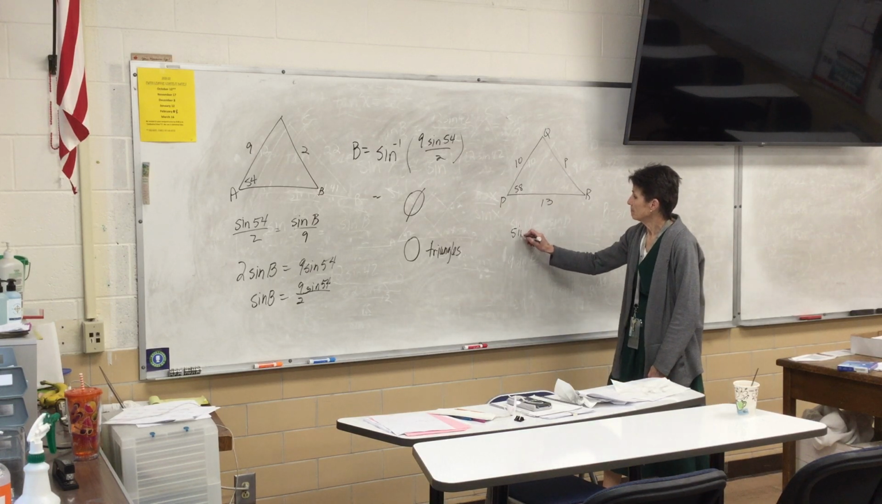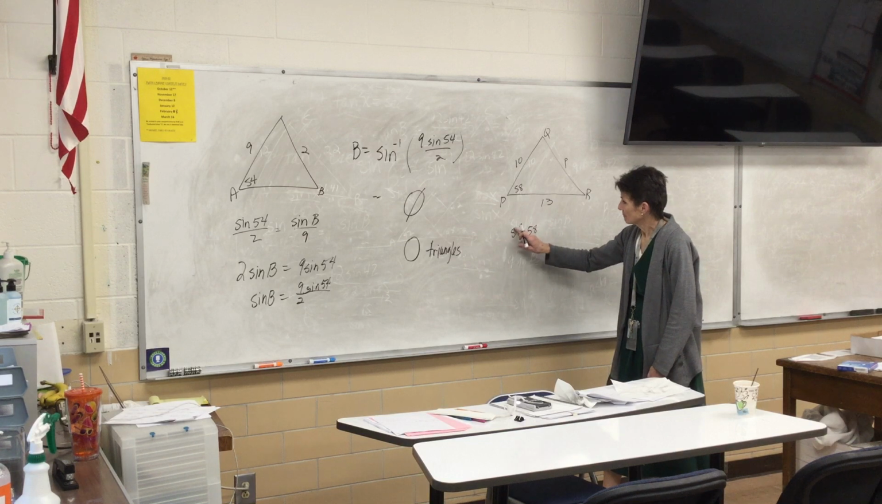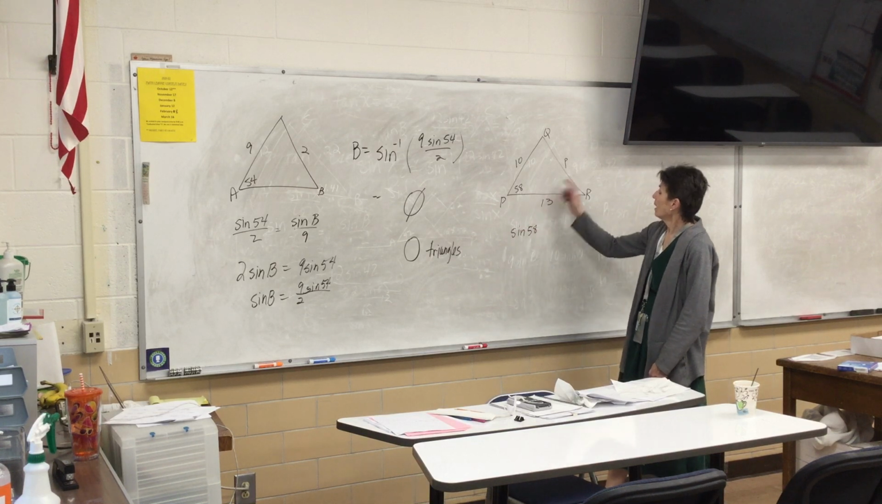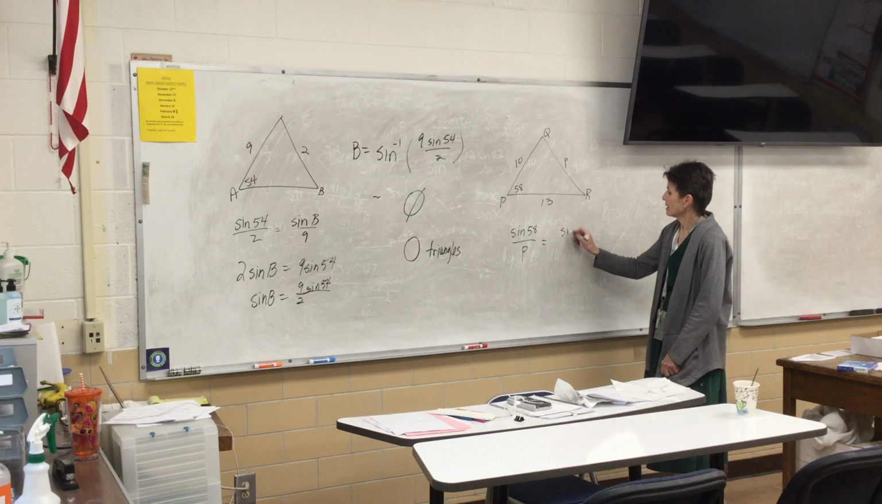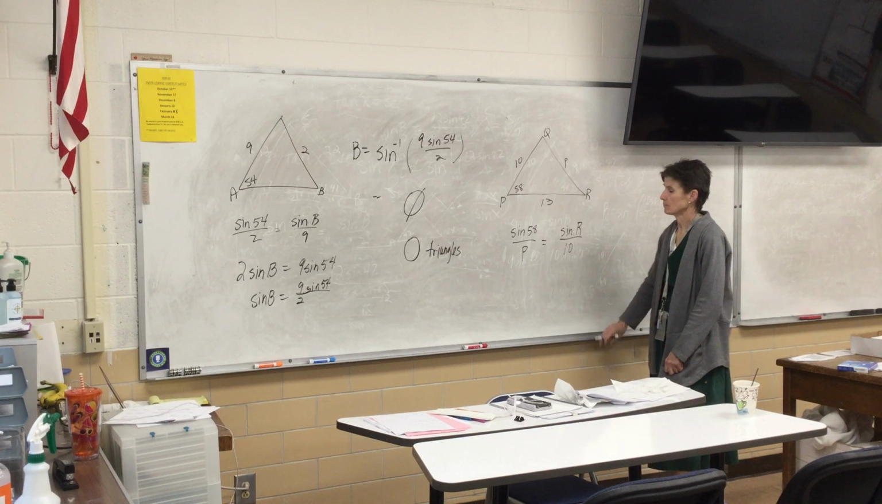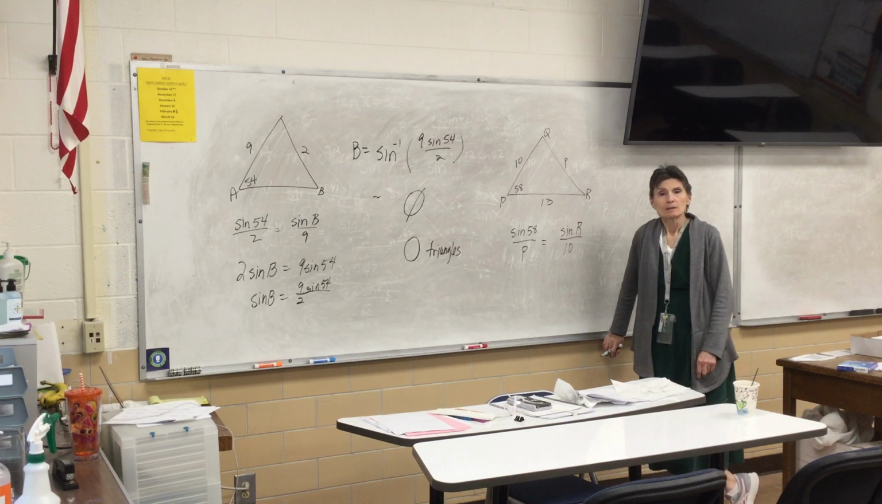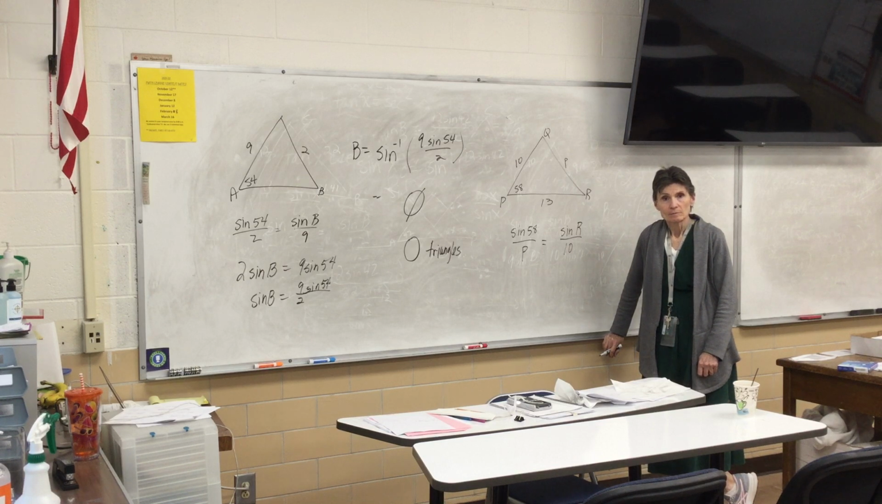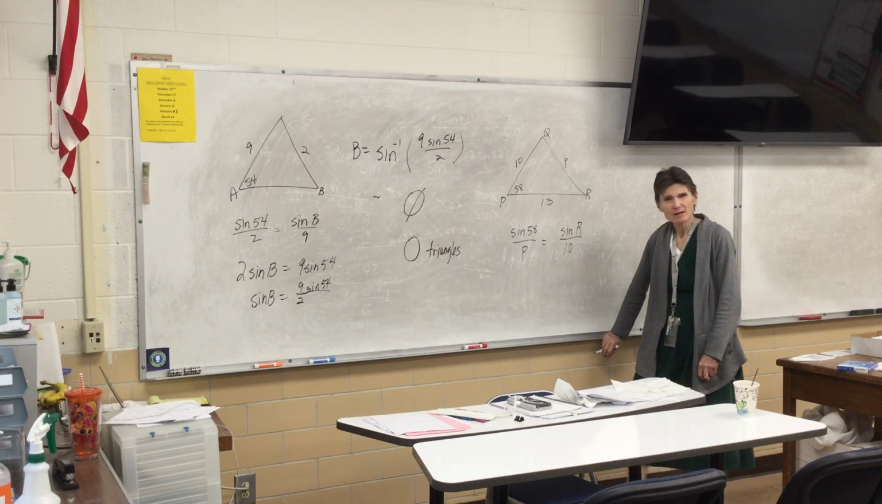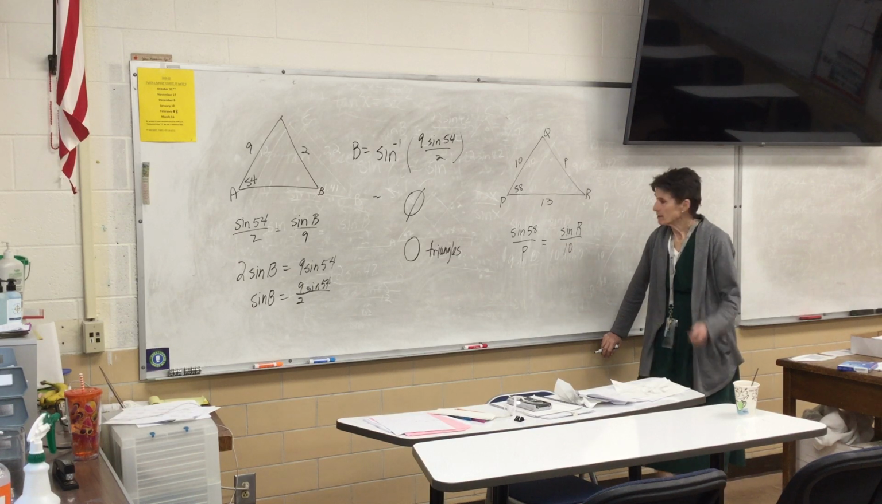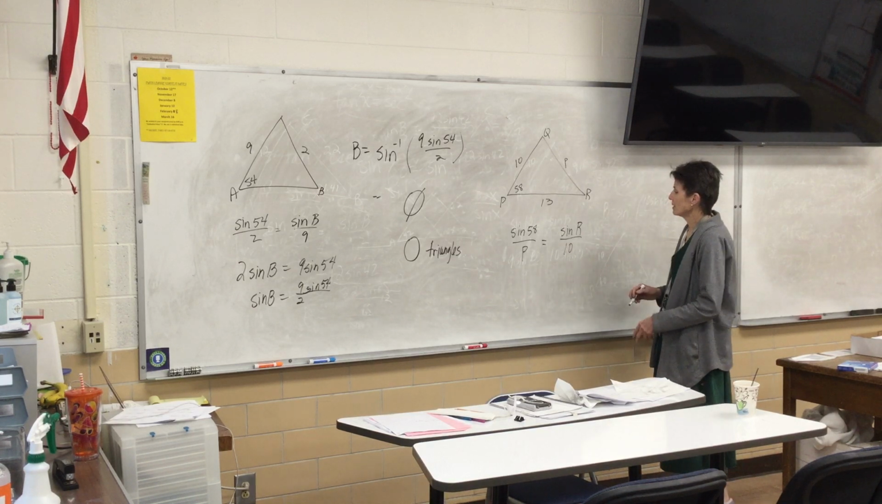Sine 58 over P equals sine R over 10. Does that bother you? It bothers me. There's too many variables in that. I can't solve that. When I cross multiply, I'd have a P and a sine R. I can't do that. All right, okay, let's try a different combination.